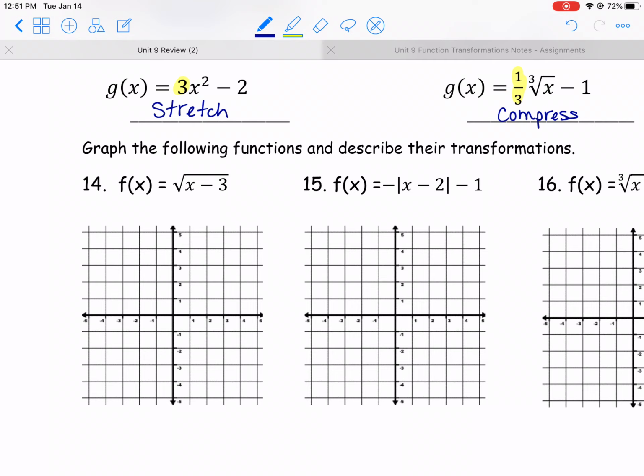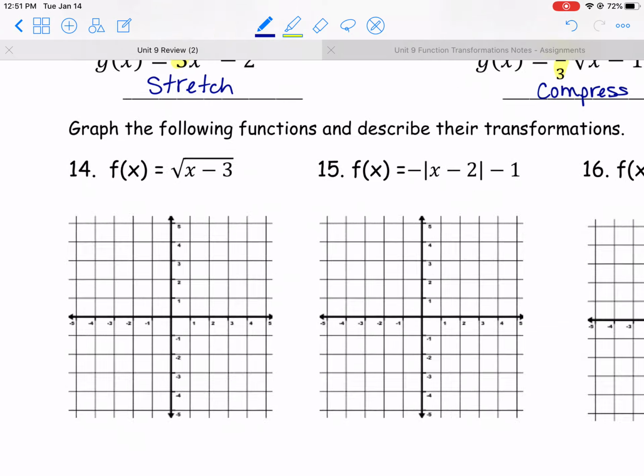But if you're not sure, just go for it and write it. Okay, 14, 15, and 16. Graph the following functions and describe their transformations.